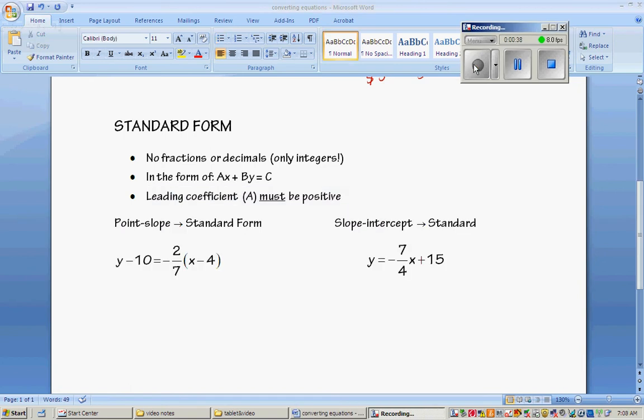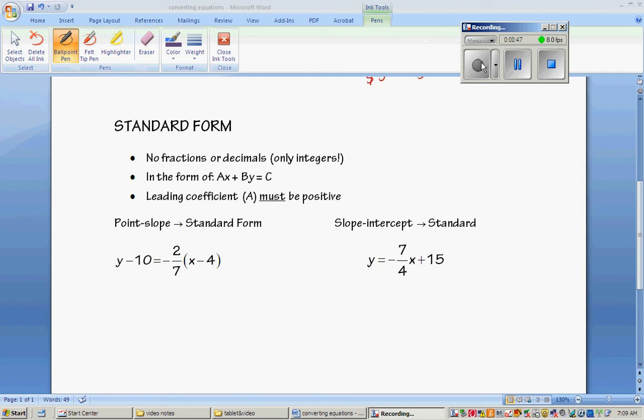So how do we get into standard form? Well, it's not too bad. The first thing we want to do is eliminate the fractions. With point slope, what you can do is get yourself a little set of parentheses around the other side of the equation. And we're going to multiply both equations by the number 7 in this case to eliminate the fraction.